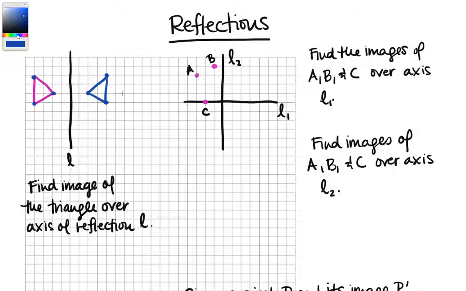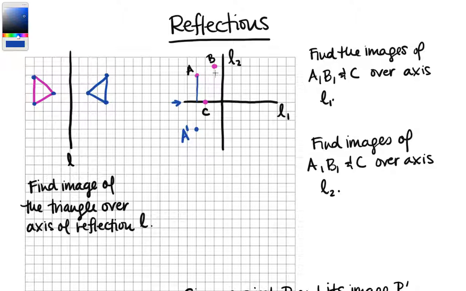So really, we're going to do the same thing we did. We just need to keep track of which line we're using. So we're using the horizontal one first. All right, so A, we go perpendicular up. A was 3 units up, so we're going to go 1, 2, 3 units down to the other side, and let's call that A prime.